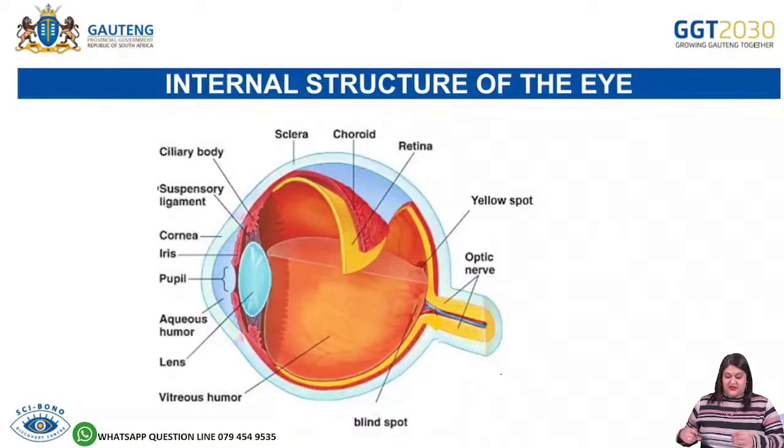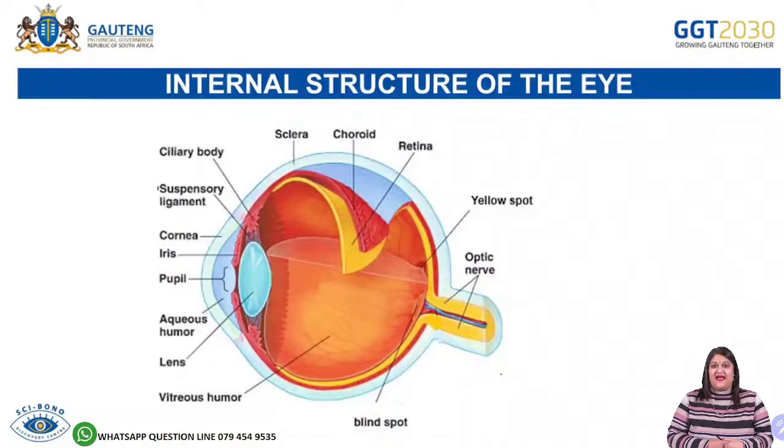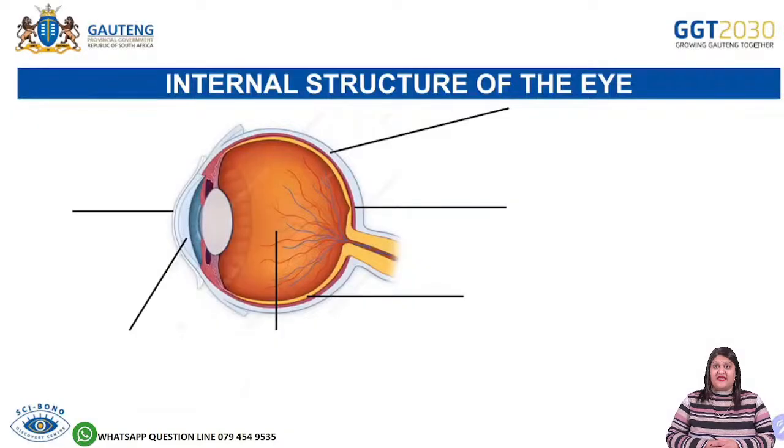Then we come to the internal structure of the eye. So grade 12s, you need to know how to label the internal and the external structures of the eye. You can see all the different parts here. We are going to look at it in more detail when we also do the different functions of the different parts. So I'm going to move on to the next one.